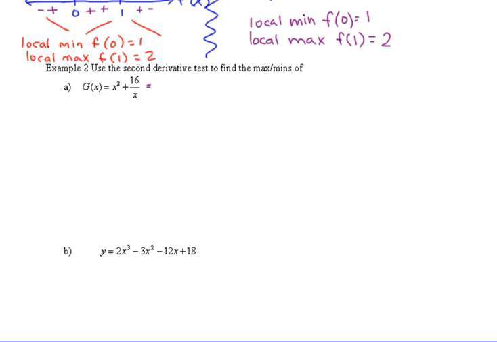Okay, so this guy, let's rewrite him. Find the local max and mins using the second derivative test.